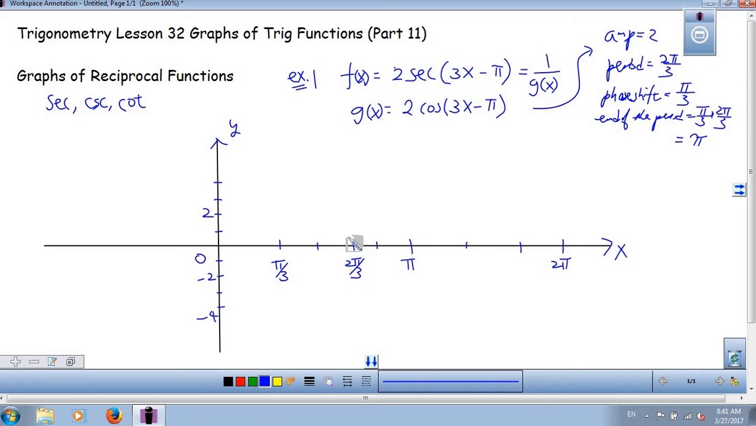Now, cosine starts positive like this, goes down like this, and goes to the minimum at 2 pi over 3, halfway. Let me write it a little smaller. So -2 here, and then it comes back up like this. So that will be one period of my cosine. Now, of course, I'm not graphing cosine, I'm graphing secant. So let me use a yellow line.